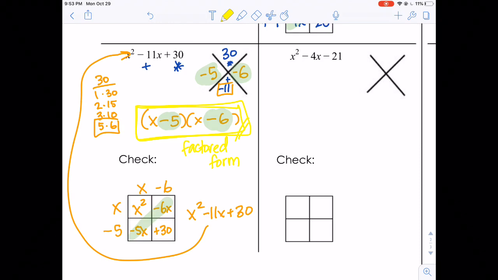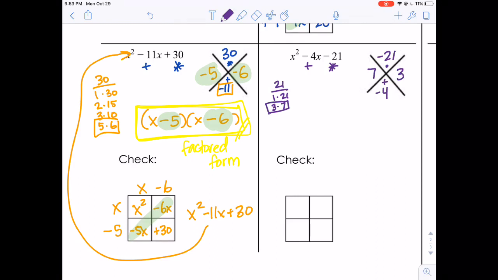Okay? And then finally, I have my last one. I'm going to multiply to get negative 21. I'm going to add to get negative 4. So numbers that multiply to get 21: 1 and 21, 2 and nothing, 3 and 7, 4 and nothing, 5 and nothing, 6 and nothing. All right, so 3 and 7. Okay, I see 3 and 7. They're about 4 apart. So I know 3 and 7 are my numbers.